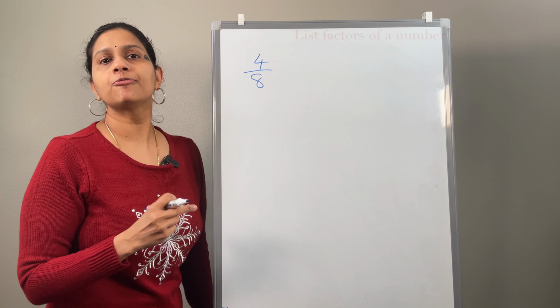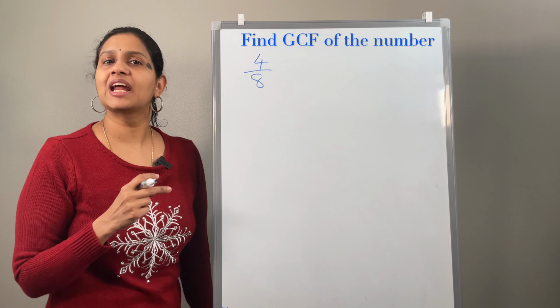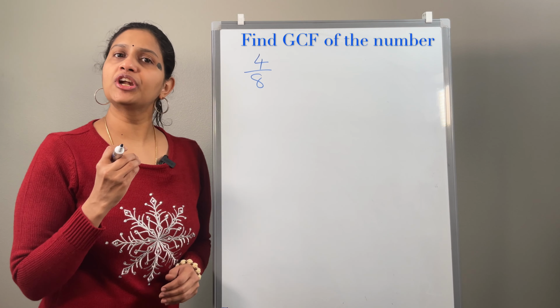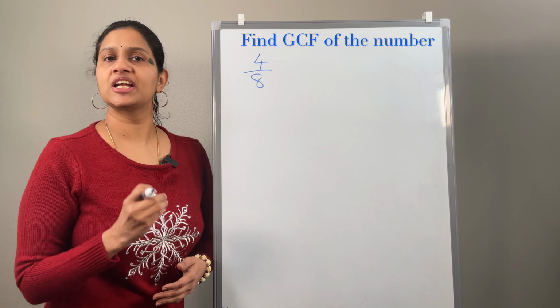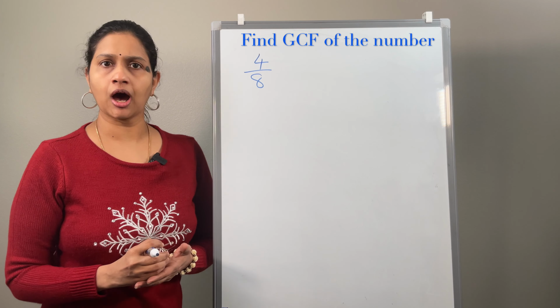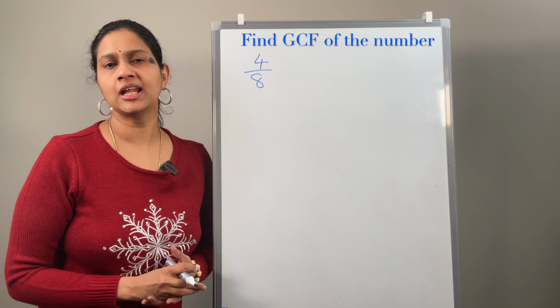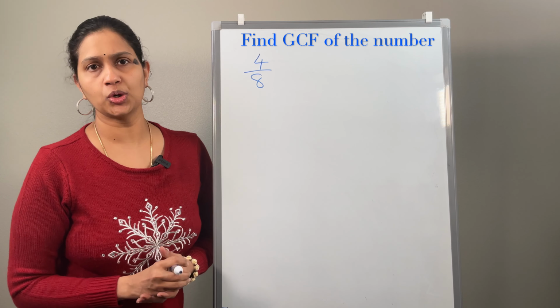Second point, you will find the GCF of these numbers. GCF is the greatest common factor. I have already uploaded a video regarding the greatest common factor of numbers. I would recommend you to check it out before checking this video so that you will get a better understanding of it. I have provided the link in the below description.